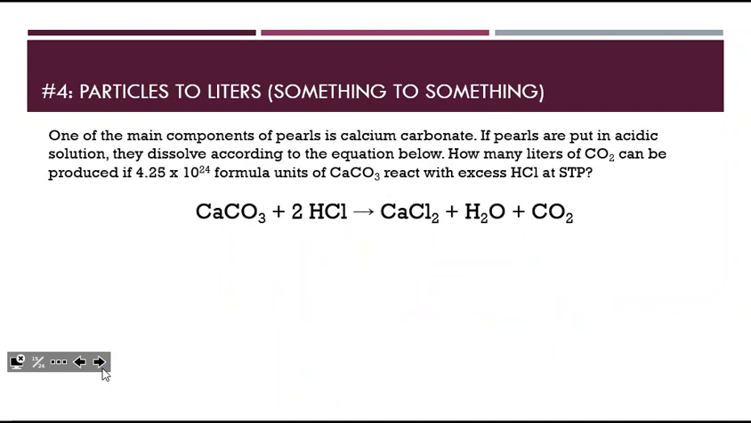All right, so this one is also a something to something. I'm going to give you a couple minutes to try to set it up on your own. It's particles to liters, because you're starting with formula units of the calcium carbonate, so 4.25 times 10 to the 24th formula units. And then it says how many liters of carbon dioxide. So this is what you're trying to find, the liters of the carbon dioxide at standard temperature pressure. I'm going to give you a minute or two to try to set it up, and then we will come back and go over it.